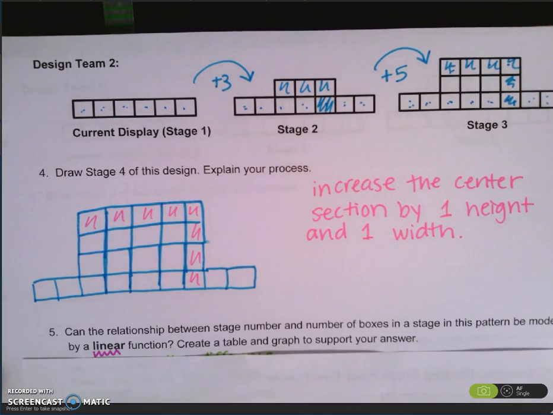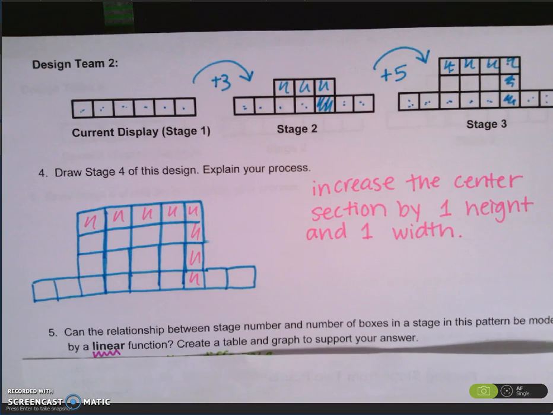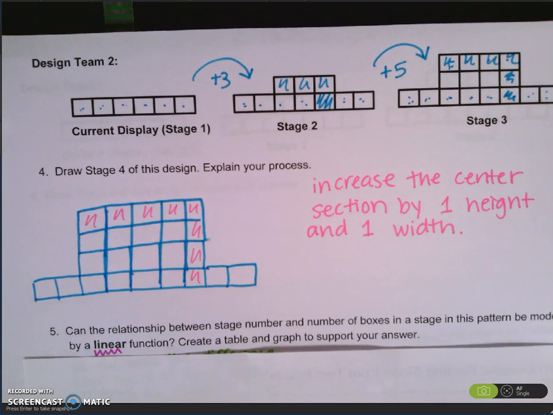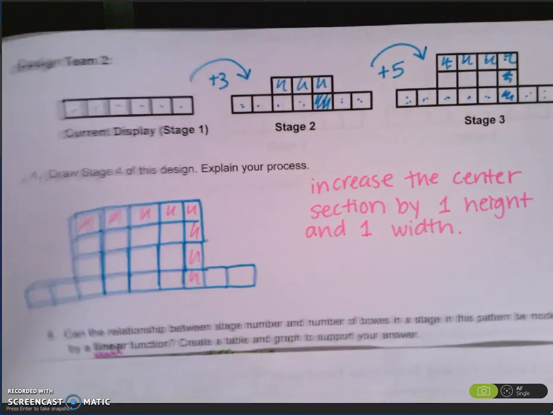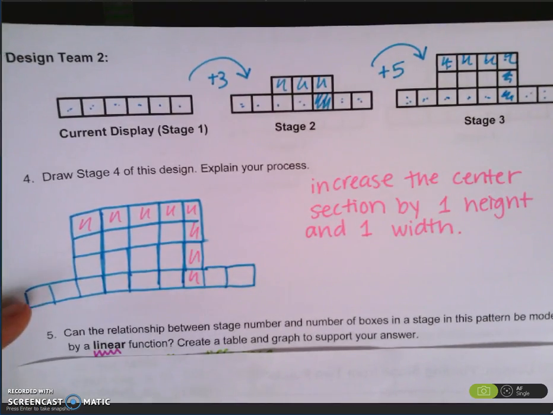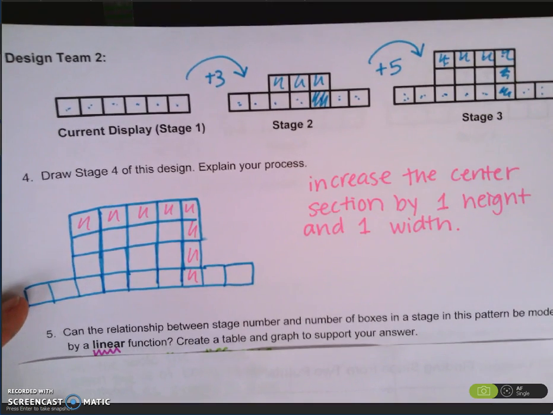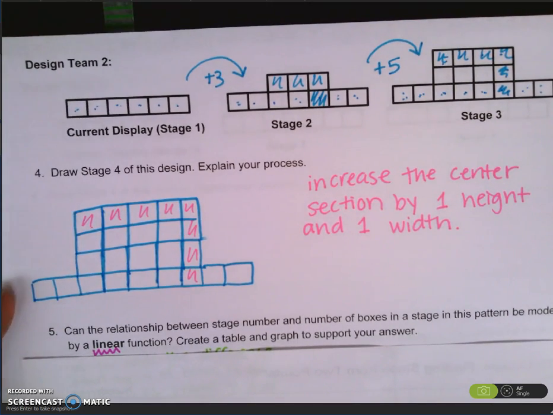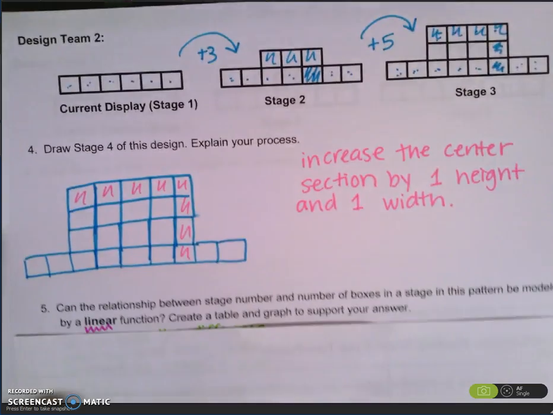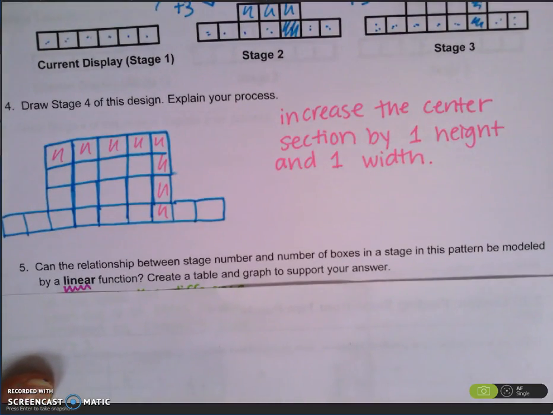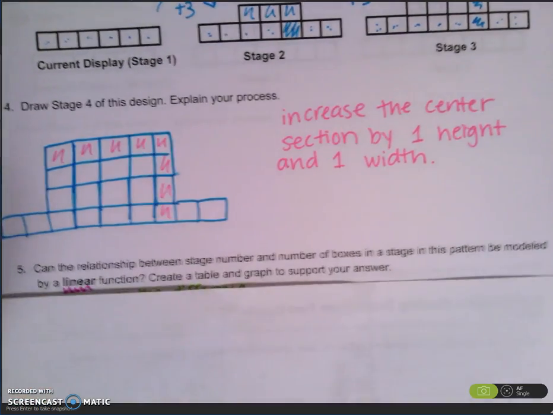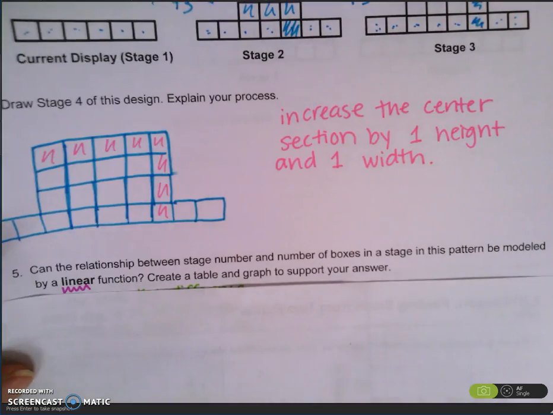So can this relationship between stage number and number of boxes in a stage in this pattern be modeled by a linear function? Let's create a table and graph to support our answer. I'm going to give you 3 minutes to finish working on 5. Please pause the video for 3 minutes so we can have a start with our groups on number 5.